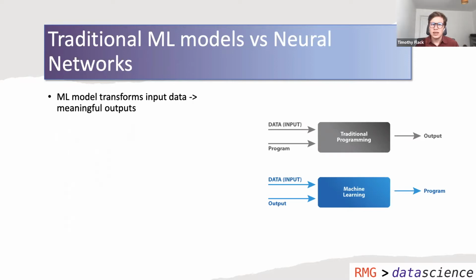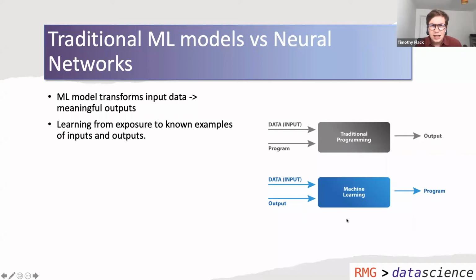So central to machine learning and deep learning is to meaningfully transform data from one representation to another. This learning of how to transform from one representation to another comes from exposure to known examples of inputs and outputs.